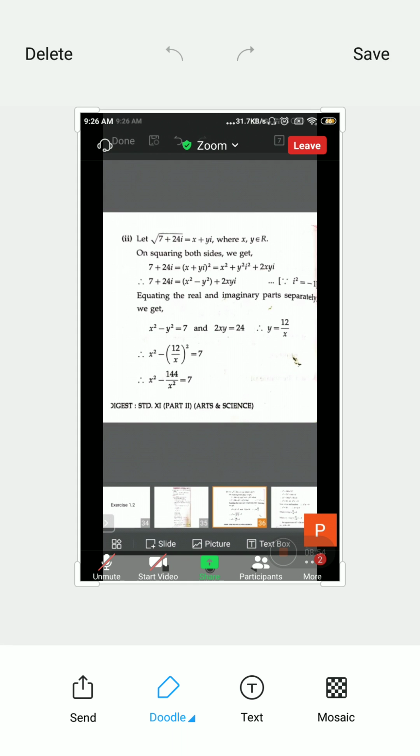7 plus 24i. We are going to consider the root of 7 plus 24i is nothing but x plus yi, where x and y belong to the real numbers. Just go through this example and tell me the step where you are not getting it, because it's a similar example to the one we have just explained.